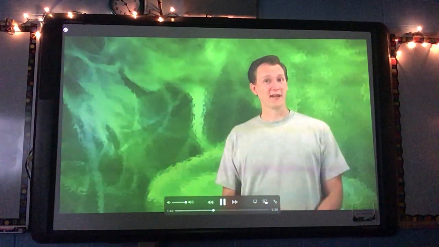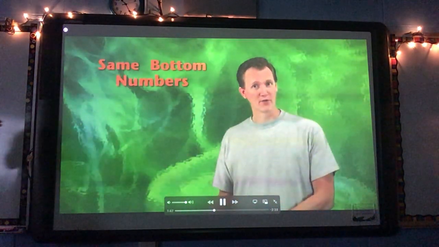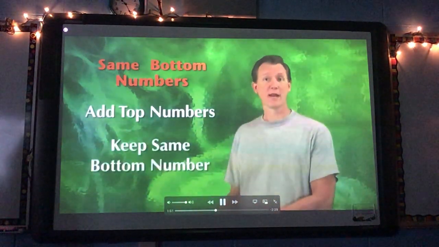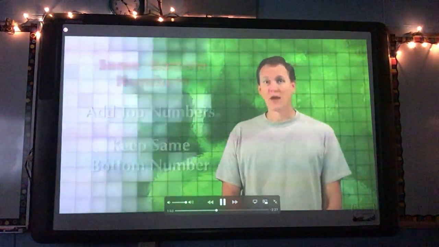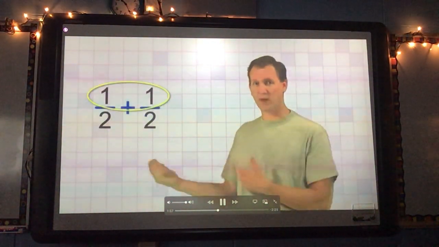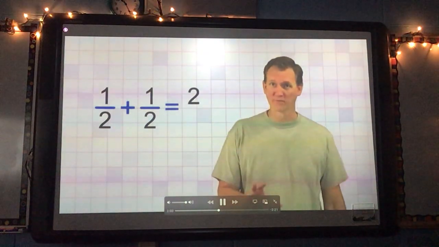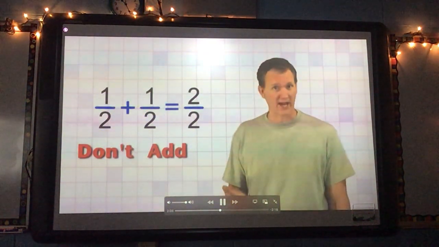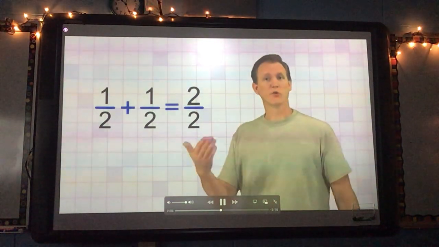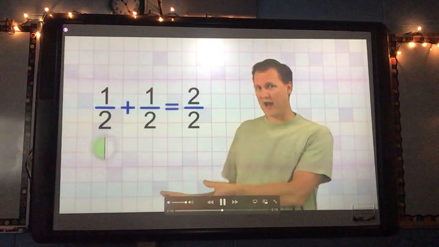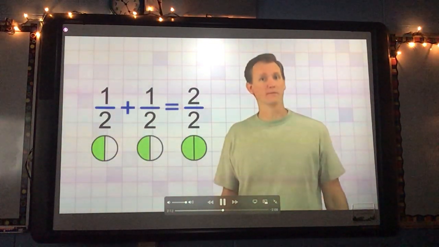The trick is, if fractions have the same bottom numbers, we can add them by just adding the top numbers together and keeping the same bottom number in our answer. For example, to add 1/2 and 1/2, we just add the top numbers, and 1 plus 1 gives us 2. But we don't add the bottom numbers. We just use the same bottom number in the answer, which is 2. So 2 over 2 is a whole fraction. And that makes sense, because if you add 1/2 and 1/2, you get a whole.